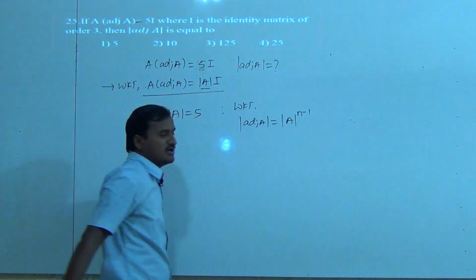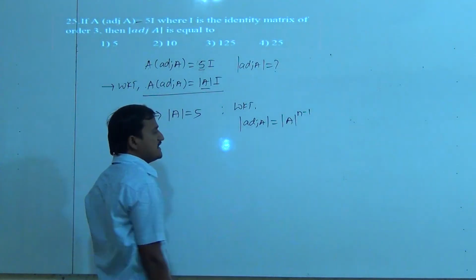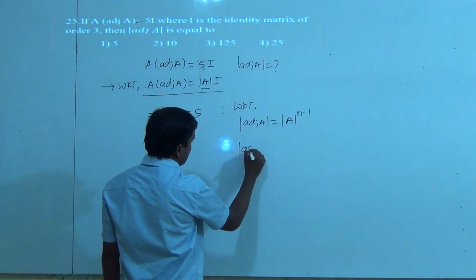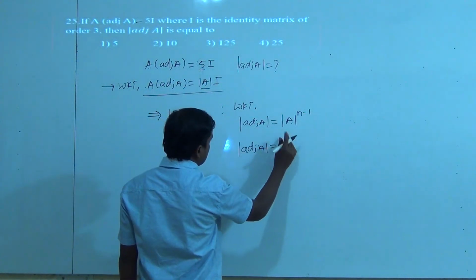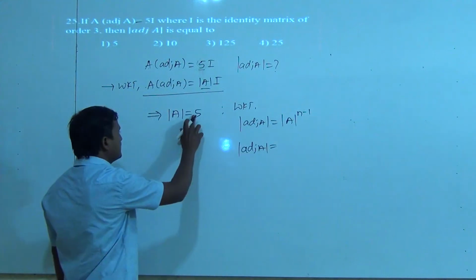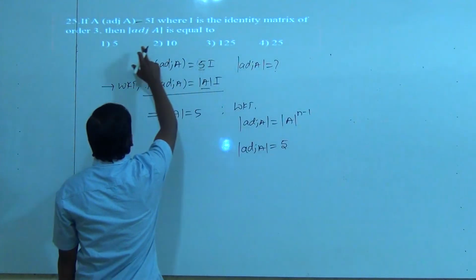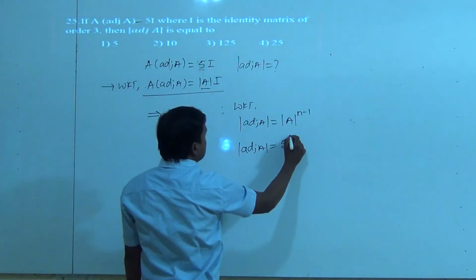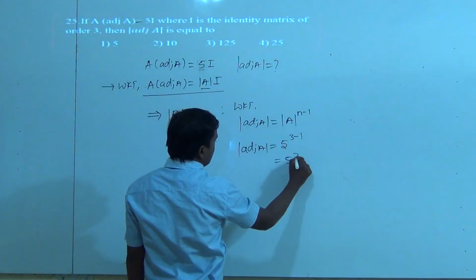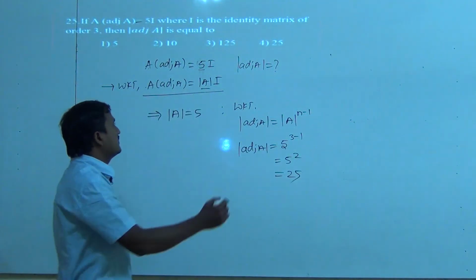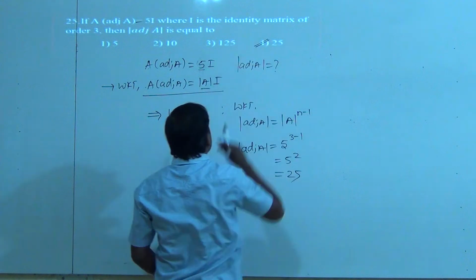Next, we also know that determinant of adjoint of A is equal to determinant of A to the power n minus 1, where n is the order of the matrix. Now we should find this one. The value of determinant of A is 5, to the power n minus 1, and the order is 3, so 3 minus 1, so clearly 5 squared. Therefore your answer is 25, so clearly the fourth option is the right one.